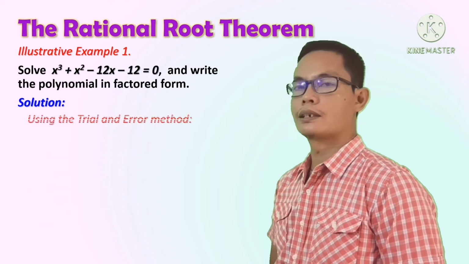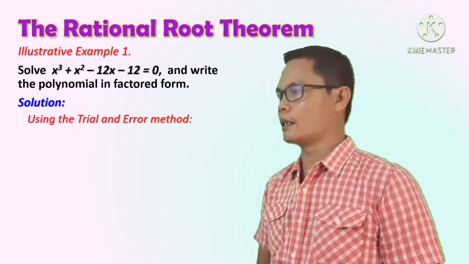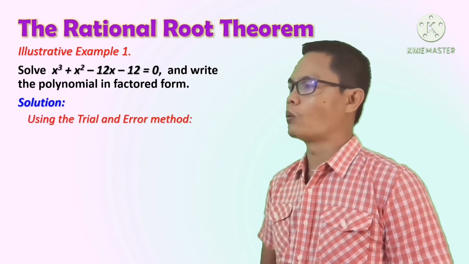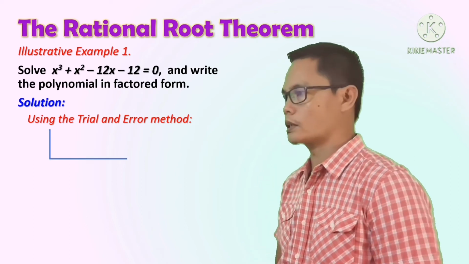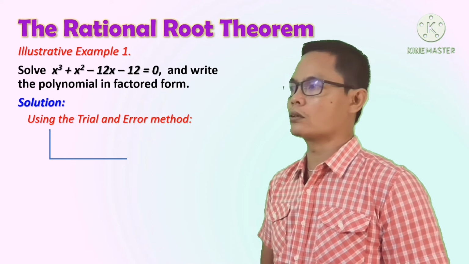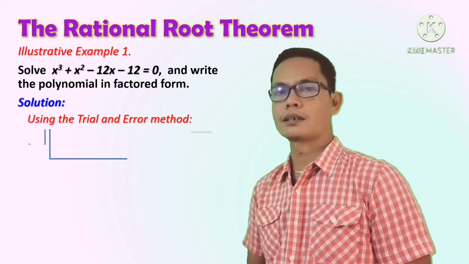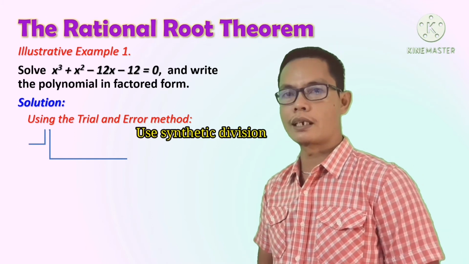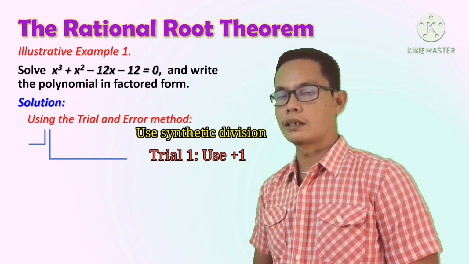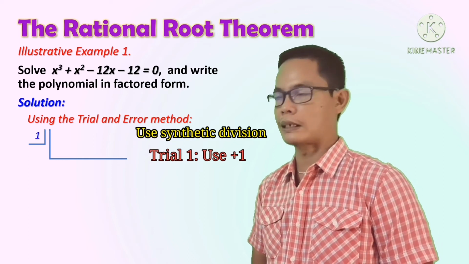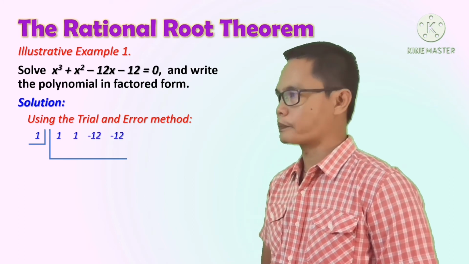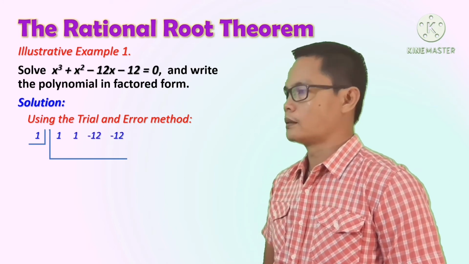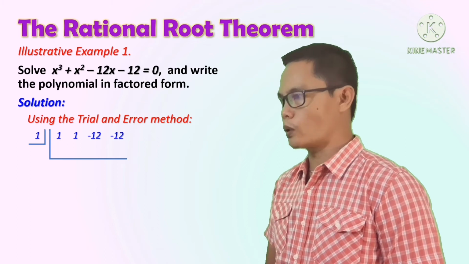We will now use the trial and error method. Nakita natin yung factors ng 1 and 12. Doon lang maglalaro yung sagot natin between those factors. To test if 1 is a root of the given equation, use synthetic division. So let's try trial 1, where the divisor is positive 1. Collect all the coefficients from the given: 1, 1, negative 12, and negative 12.